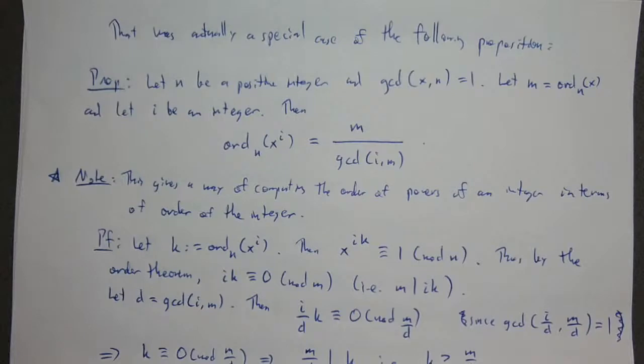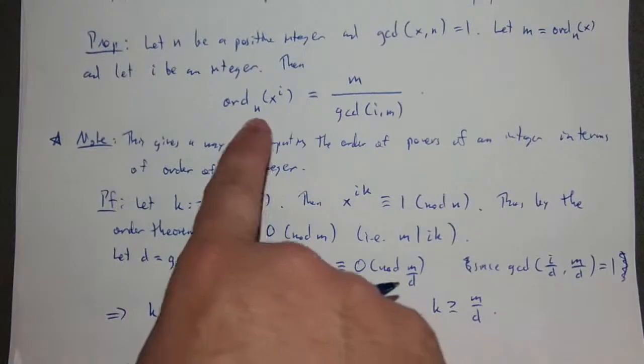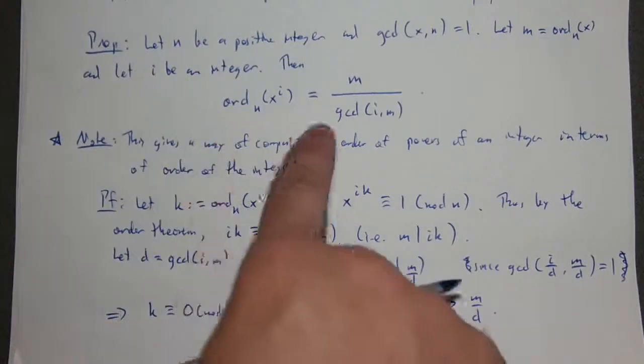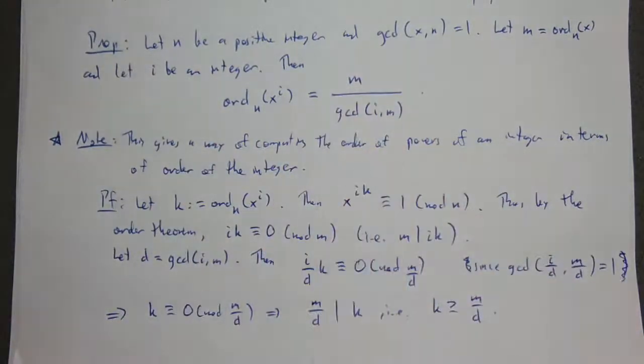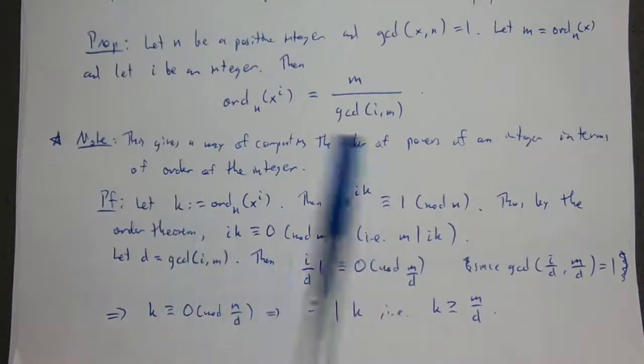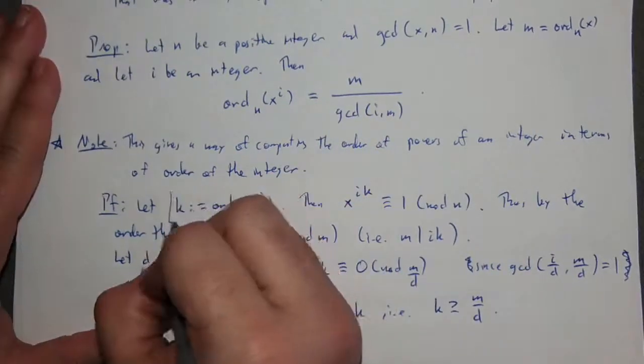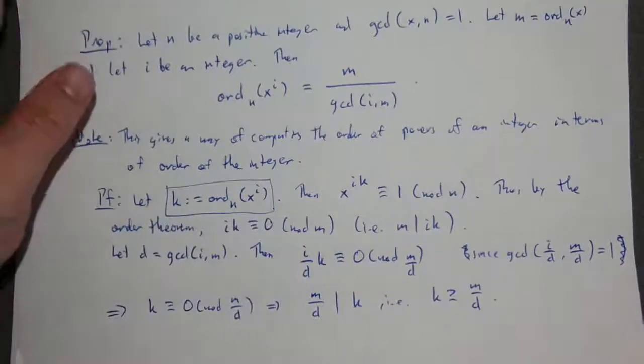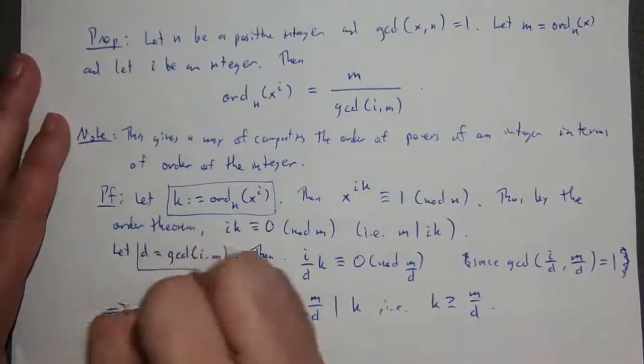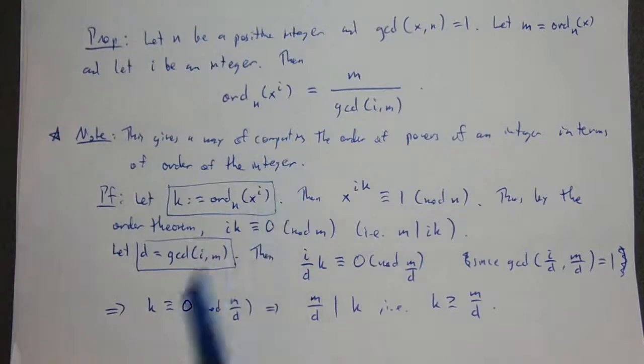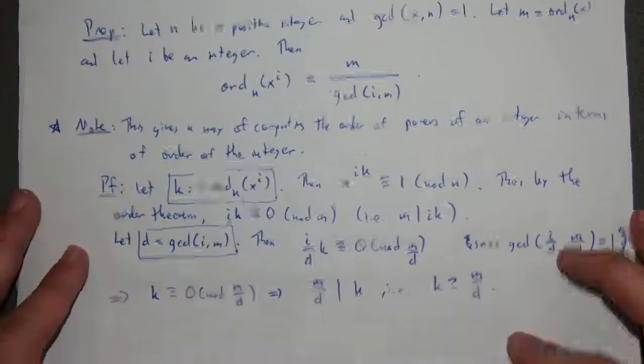Now, stop for a second and think what it is that we're trying to do here. We're trying to show that the order of x to the i mod m, or mod n, is equal to m over the GCD of i and m. But in terms of our new notation here, k is that left-hand side, and d is my GCD of i and m. And so what we're really trying to show is that k is equal to m over d. So we went through this process to show that k is greater than or equal to m over d. Now we want to show the reverse inequality to show that they're actually equal.